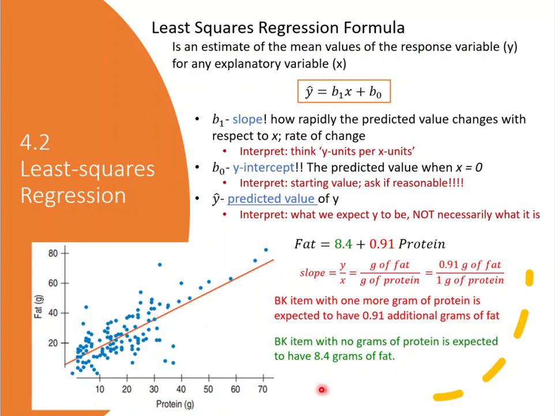When you are looking at your y-intercept, you also want to ask yourself, is it reasonable to interpret the y-intercept? In this particular case, I would say it is reasonable to interpret that. There are food items out there that have 0 grams of protein and yet still contain some grams of fat. Additionally, you can see that we have several points on our scatter plot that are relatively close to the number 0 on the x-axis. And so that is also an indicator that it is reasonable to interpret this y-intercept.